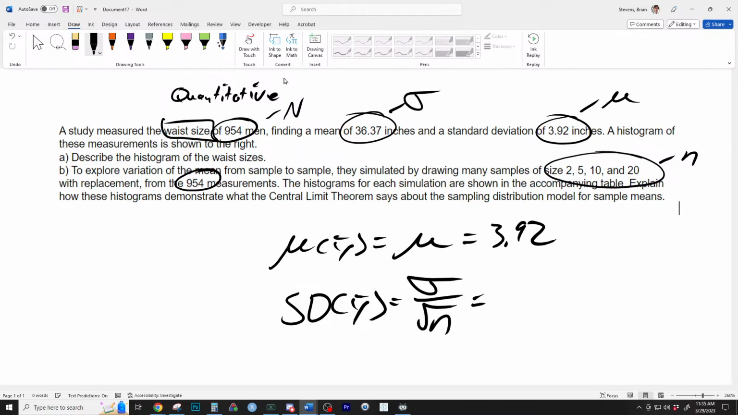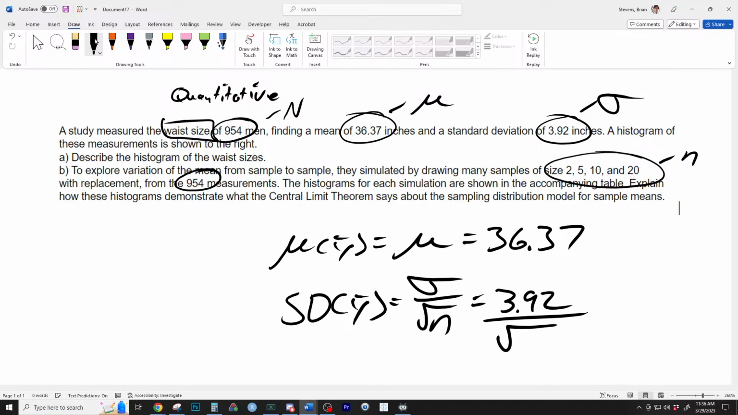And then it might have us solve a different one. There's a lot of problems that have you resolve for the new standard deviation. And look at that, I already made a mistake. I'm already making errors. This is mu. That's sigma. Think about it, the average waist size of a guy is not 3.92 inches. So it's 36.37? Sure. Yeah, I guess. I don't know. 3.92, and then we'll do it over different n's right here, which will lead to different standard deviations.